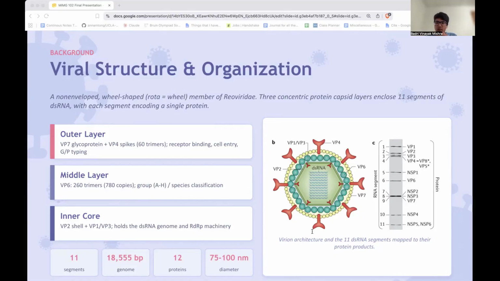The genome is 11 segments of double-stranded RNA. Each segment codes for one protein, and the whole virion is about 75 to 95 nanometers.